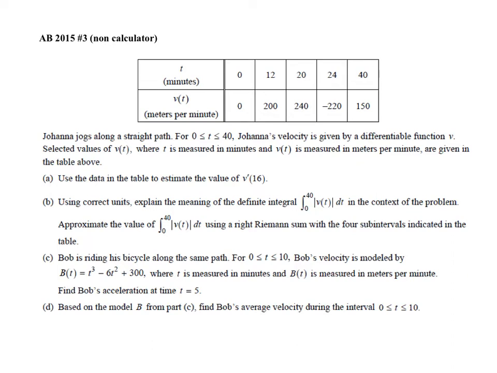So in part A, we're using the data to estimate the value of v prime of 16. Very similar to the first part of the last problem we did, where we're looking at estimating a rate of change. We're going to take all of the values that are the closest to 16 that we can, which is going to be between 12 and 20, and we're going to simply use the difference quotient to estimate this particular derivative. So we have 240 minus 200, and we're going to divide by 20 minus 12, which is 5 meters per minute squared. So that's for part A.